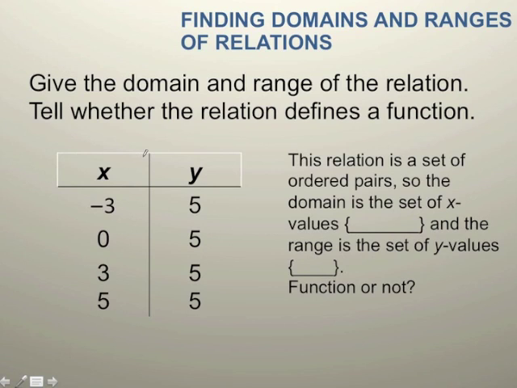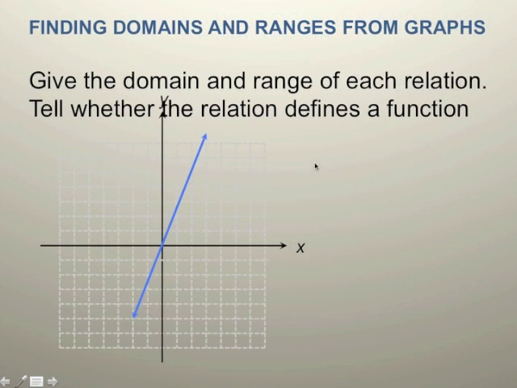Here we give the domain and range again. The domain values would be the x values: -3, 0, 3, and 5. And the range is the y values. Well, the y values here are all 5. Is this a function or not? Yes, it is, because each x value has only one y value. It doesn't matter if the y values are all the same. Each x has only one y.